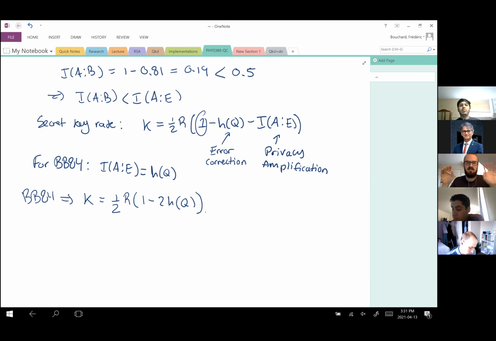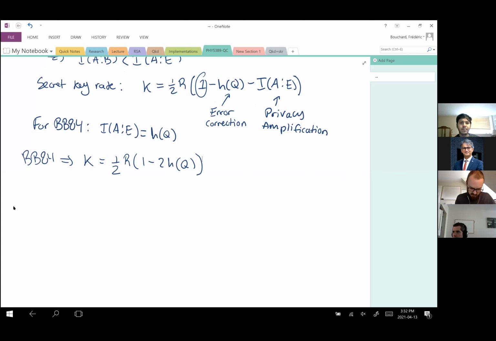So are those two things, error correction and privacy amplification, clear? The first one, error correction, is completely classical. You just get rid of errors. But the privacy amplification... but that's just for BB84.